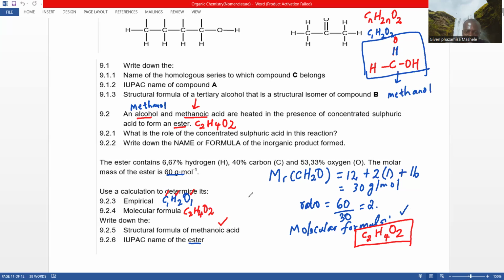So to draw the structure of the ester, we know that in an ester, the oxygen separates the alcohol part and the carboxylic acid part. So we're going to say this part will be the alkyl group. So we're going to say this is methyl.